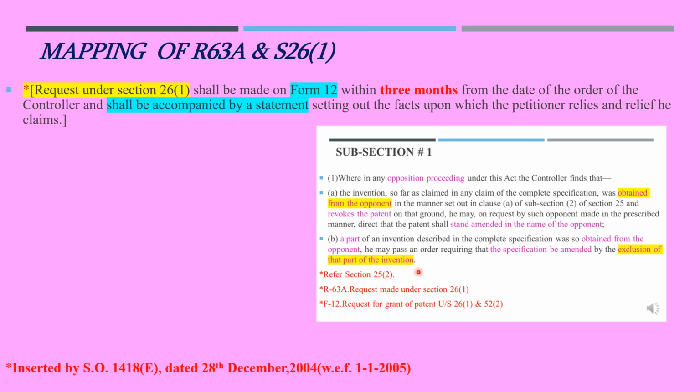Clause B says, a part of an invention described in the complete specification was so obtained from the opponent, he may pass an order requiring that the specification be amended by the exclusion of that part of the invention. So all these things we have already discussed. And here we have also mentioned, for reference, section 25 subsection 2, which is for post grant opposition, and rule 63A, whose title is request made under section 26(1), this is the same. And form number 12, which is the basis of all, is about request for grant of patent under section 26 subsection 1 and section 52 subsection 2.